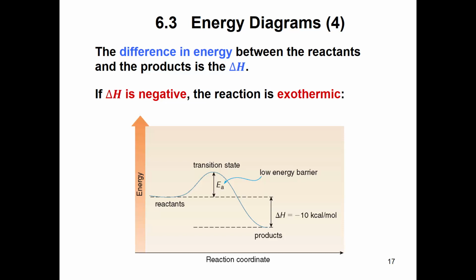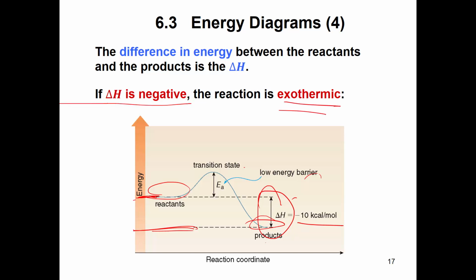The difference in energy, as I showed you a minute ago, is this delta H, where you have an energy level at the beginning with the reactants, and then an energy level where you get to the end. And that delta H, in this case, they're saying is a negative 10 kilocalories. And since it's negative, it's exothermic.